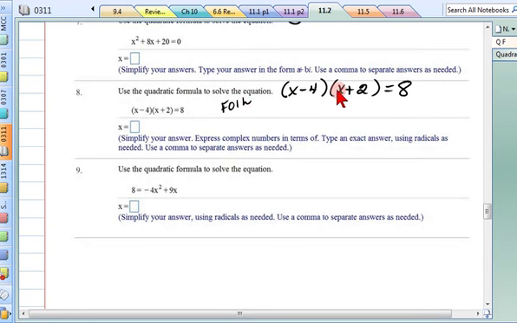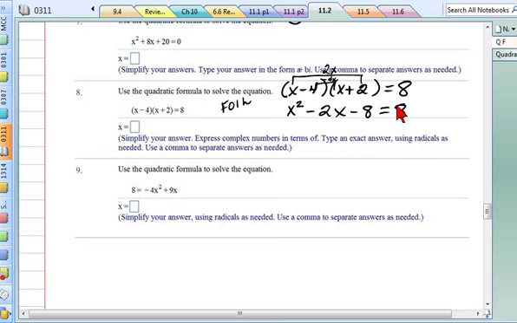That's going to give me the product of the first is x squared. The outer product is 2x. The inner product is negative 4x. Positive 2x, negative 4x gives me negative 2x. Negative 4 times 2 is negative 8, and that's equal to 8.